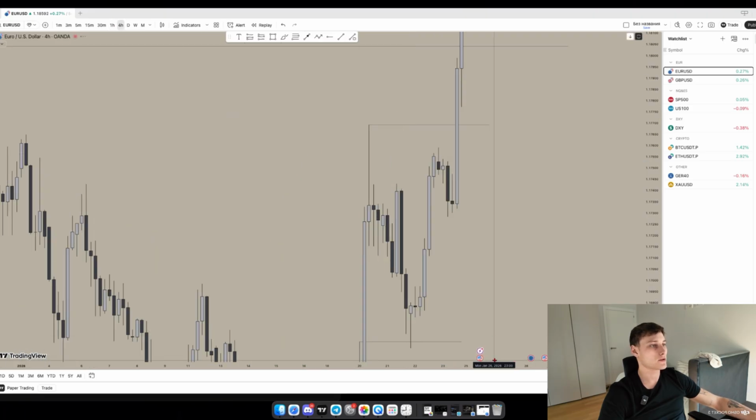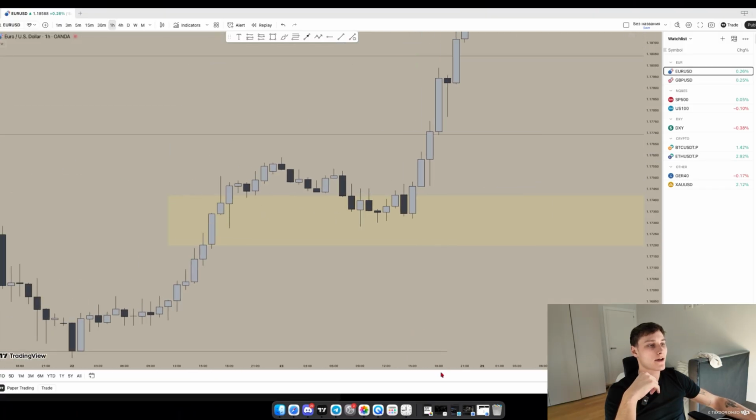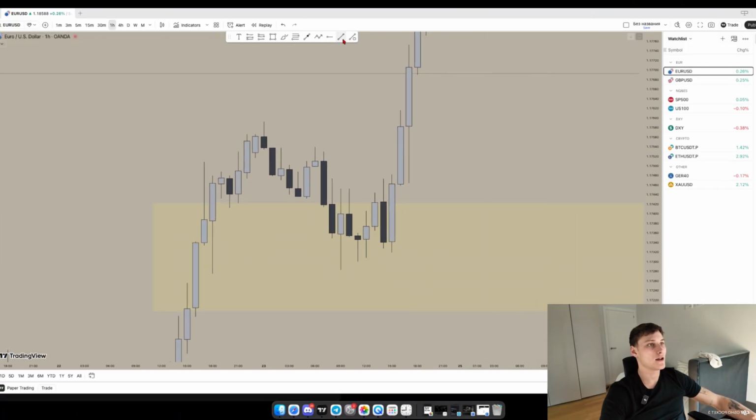Let's see how the price was moving. So first of all, we got a new representative fair value gap, which is the area where I will be looking to go longs, because this is a strong area for going longs, like FVGs.